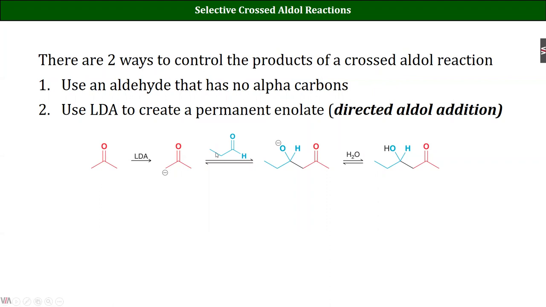before adding your second aldehyde. But basically we just use the order and the sequence of the reactions to control what's the nucleophile, which alpha carbon is the nucleophile and which is the target. So whichever one is exposed to the LDA picks up the negative charge, gets deprotonated at the alpha carbon, and then can attack the carbonyl carbon of your aldehyde or your ketone.